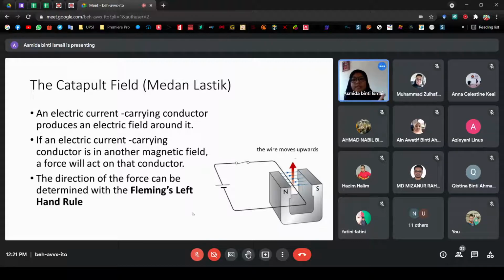So here, you know that this wire has current flowing through it. This is utara, selatan. Your magnet bar has utara and selatan, so your magnetic field goes from north to south. This is your current, and this is the force. So the direction of the force will be upward. That is why the force goes up.